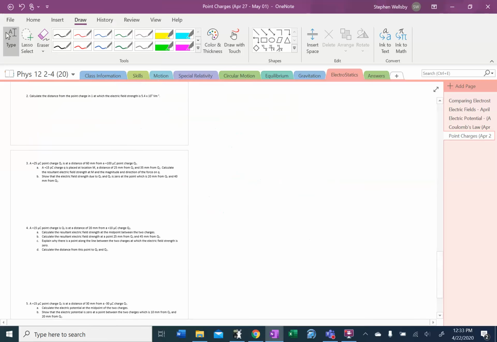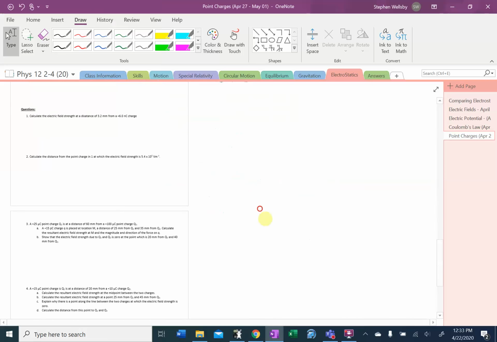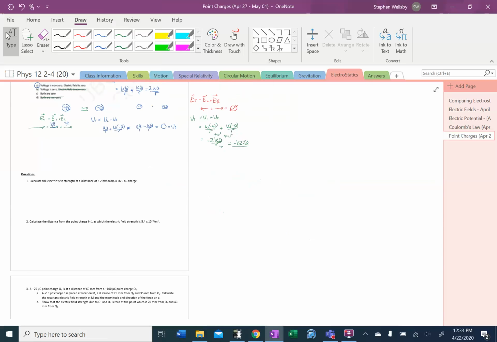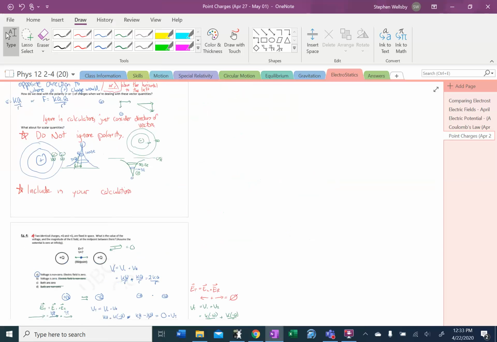We've got a few sample calculations for you to do this week. Try and do at least 3. If you can do all 5, even better. And you will need this information here about positives and negatives with vectors and with scalars. You will need that to do well on the test. So please pay special note to that.